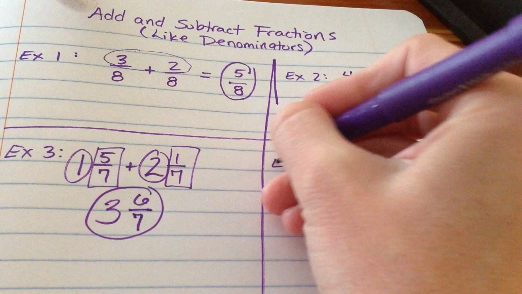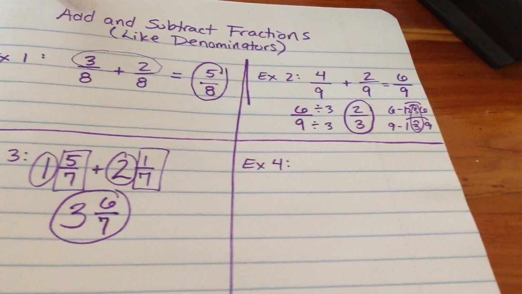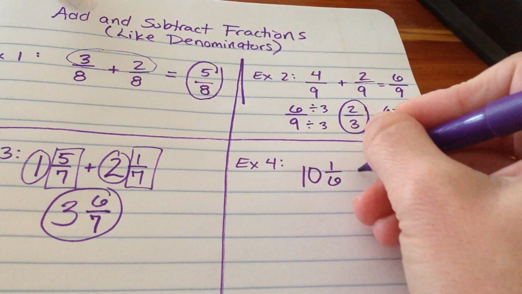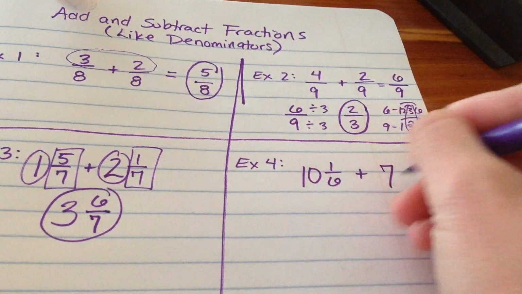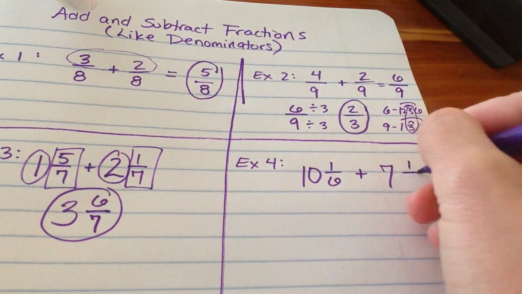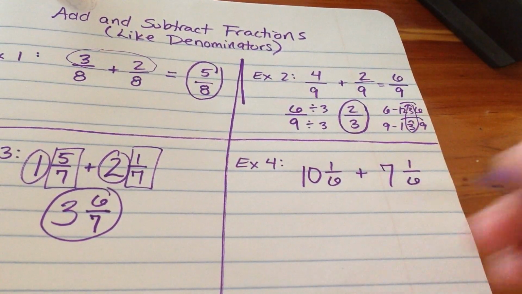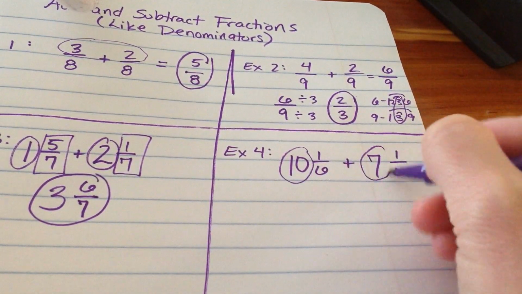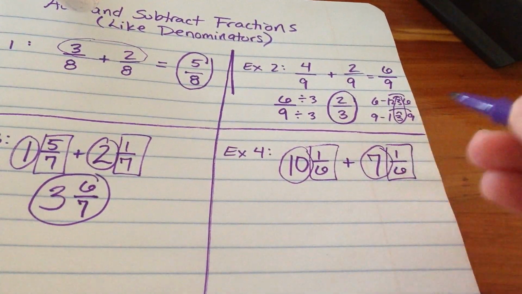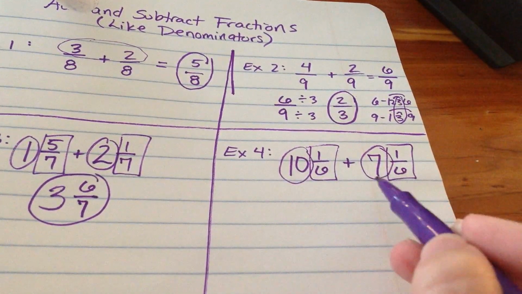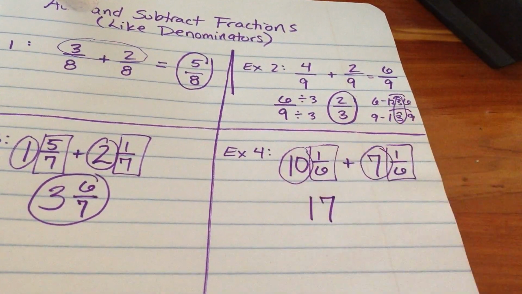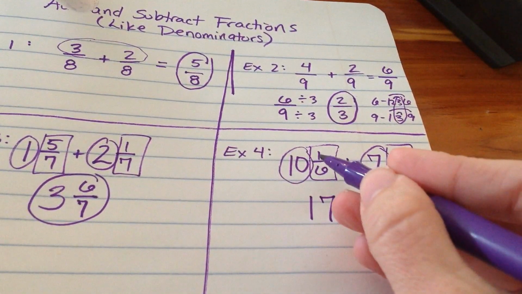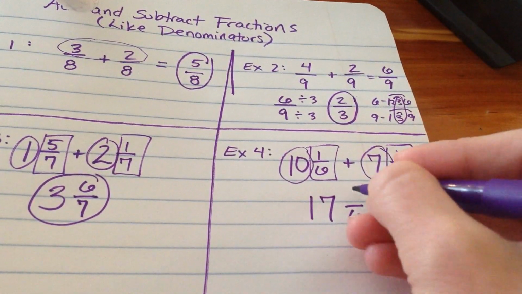Let's do one where we might have to simplify. So example number 4, let's try whole number 10 and 1/6, plus 7 and 1/6. All right, let's try this one. So again, we've got whole numbers and fractions, so we're going to think about the whole numbers first. Then we're going to think about the fractions, add those together, and then simplify if we can. So whole numbers, 10 plus 7 is 17. And 1/6 plus 1/6, they're both 6, so 6 is going to stay on the bottom. And we add the top numbers, so 1 plus 1 gives me 2.